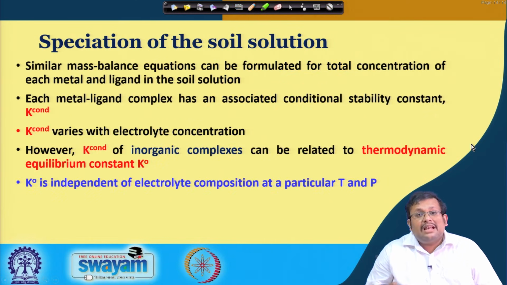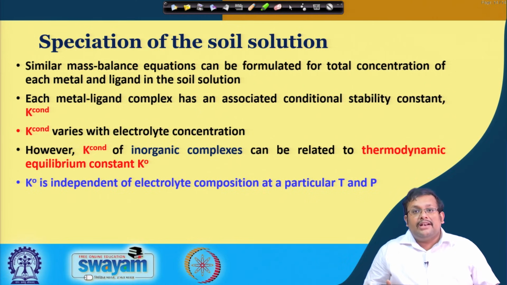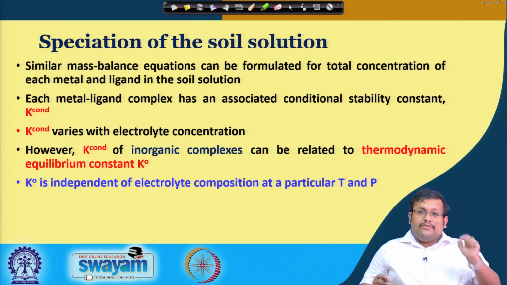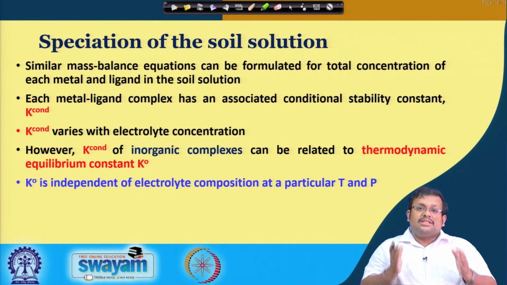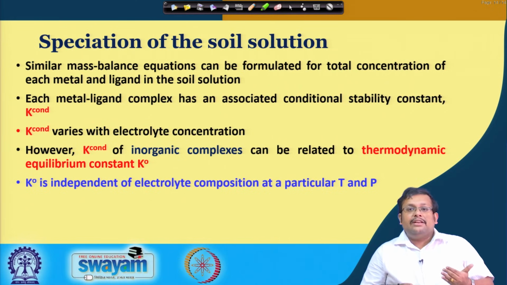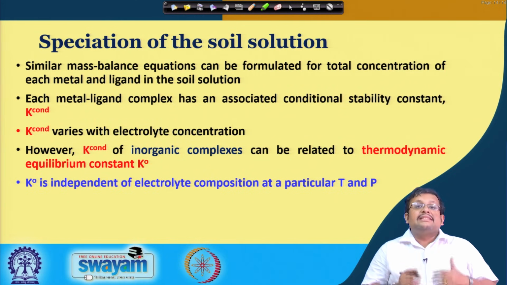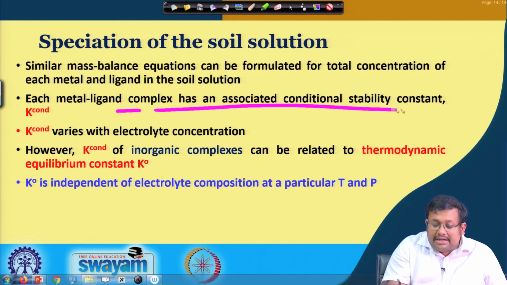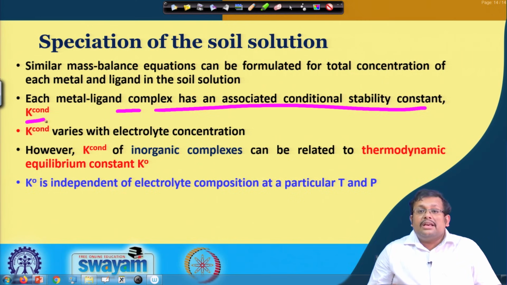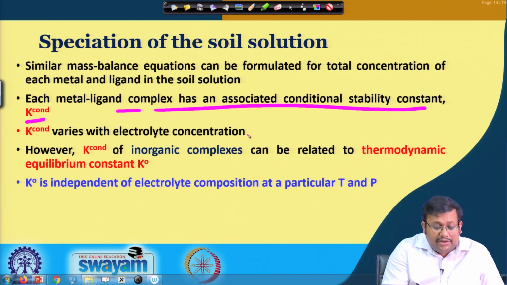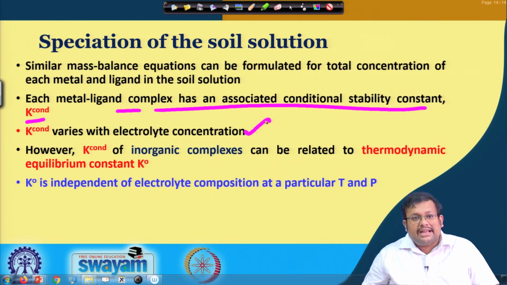Now, a similar mass balance equation can be formulated for the total concentration of each metal ligand in the soil solution. If several metals are present in the soil solution, we can develop this mass balance equation for individual metals. Each metal ligand complex has an associated conditional stability constant, which you have already seen during our discussion of organic chelates. The conditional stability constant varies with electrolyte concentration. We have also seen that.